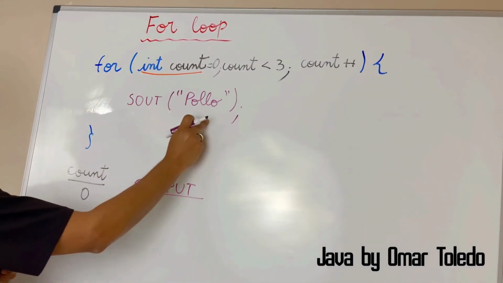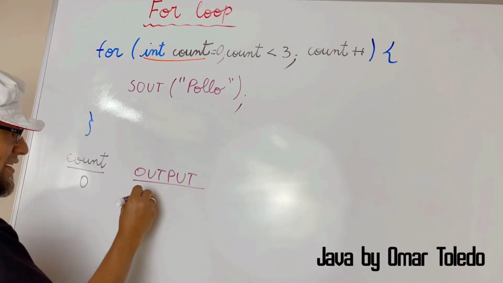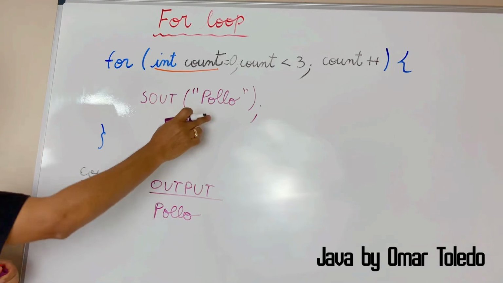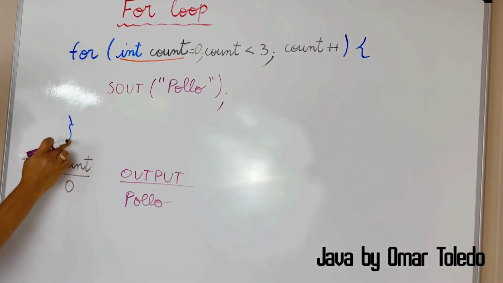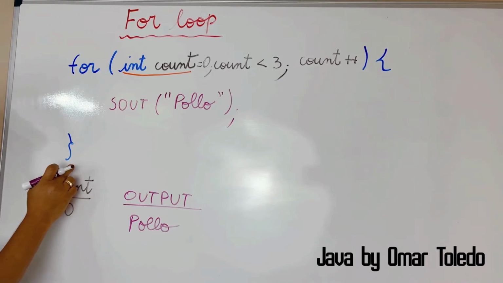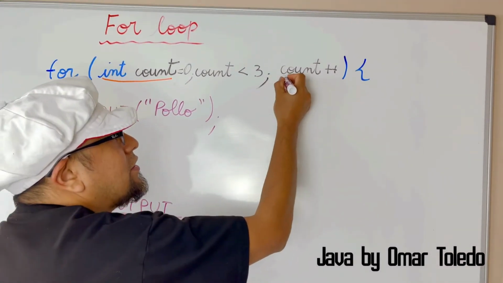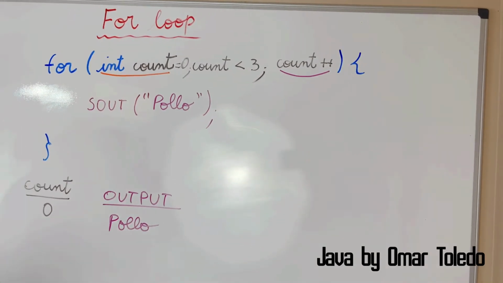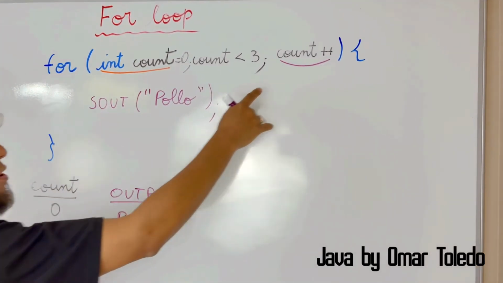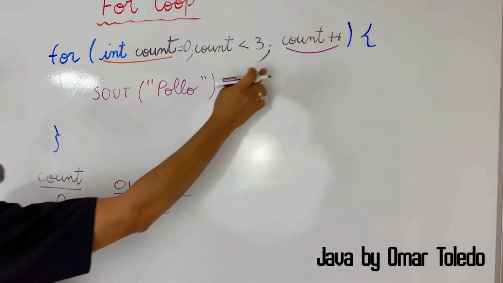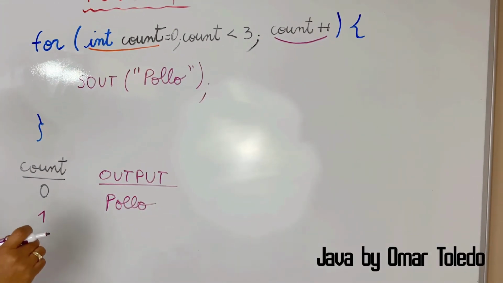So what is going to be the output now? Pollo, right? We print pollo, and then what happens? End of the loop, and now we're going to execute this part. We're going to increment the value of count by 1. So now what is going to be the value of count? 1 now. Perfect.